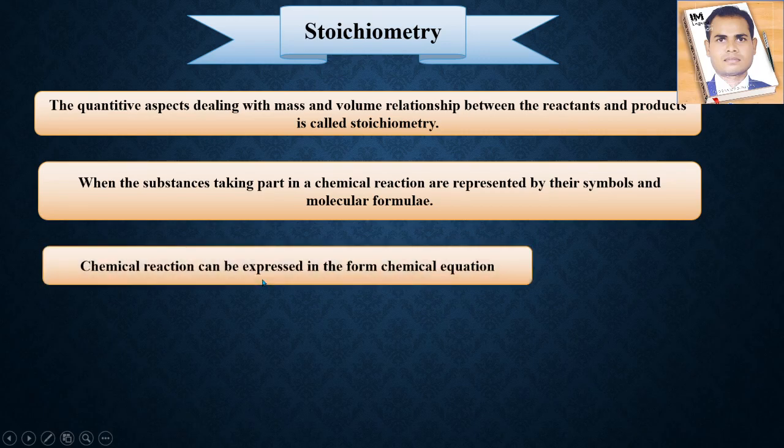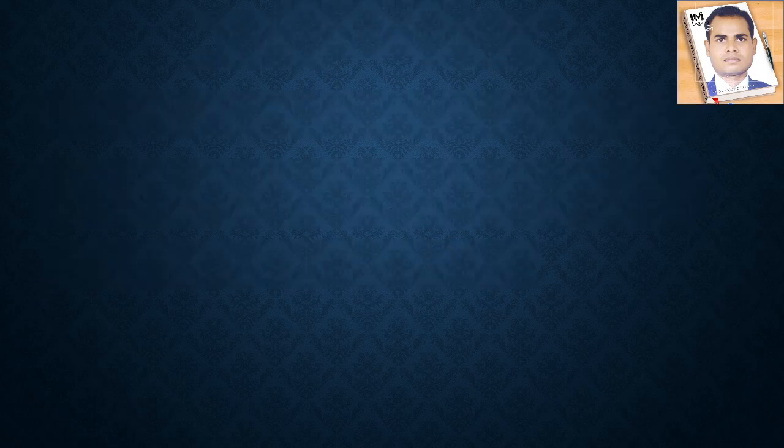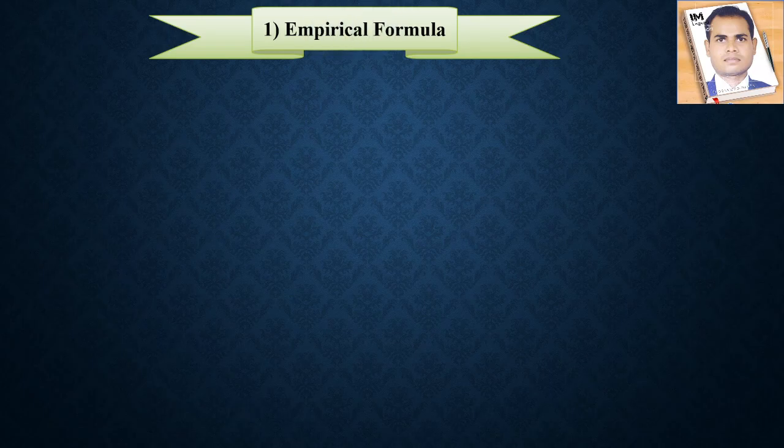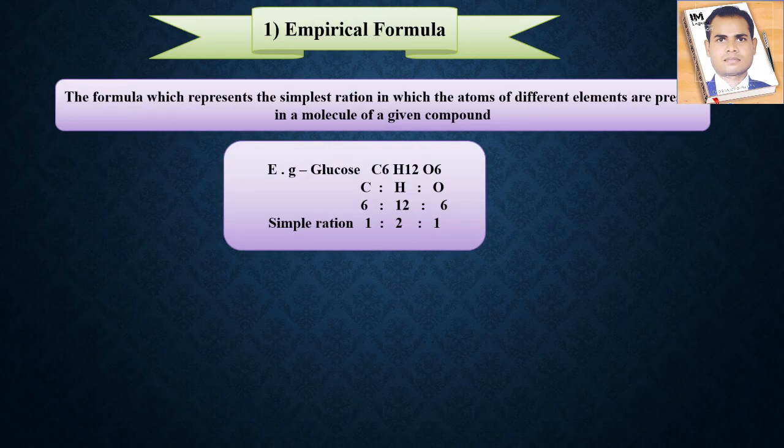And the next, chemical reactions can be expressed in the form of a chemical equation. If I want to write a chemical reaction in data form, we can express it in the form of a chemical equation. In this case, first of all, we have to see the empirical formula, and the empirical formula means the formula which represents the simplest ratio in which the atoms of different elements are present in a molecule of a given compound.